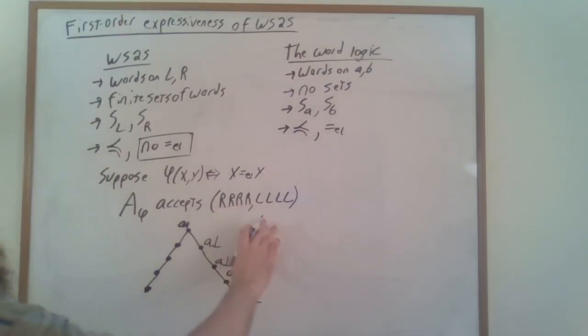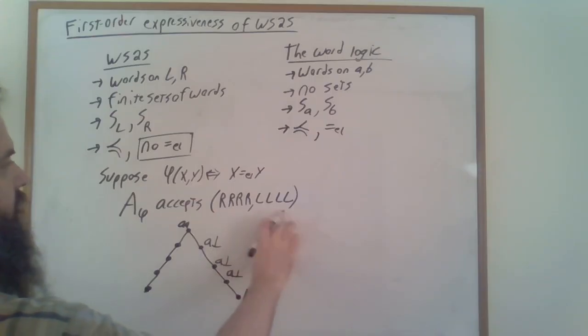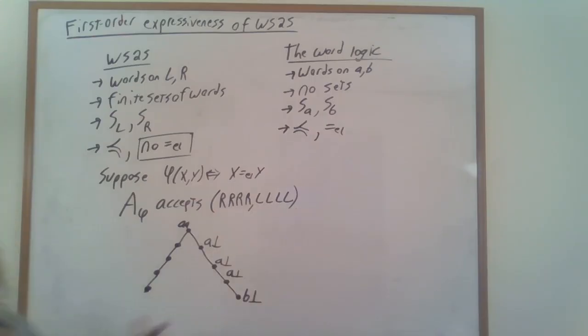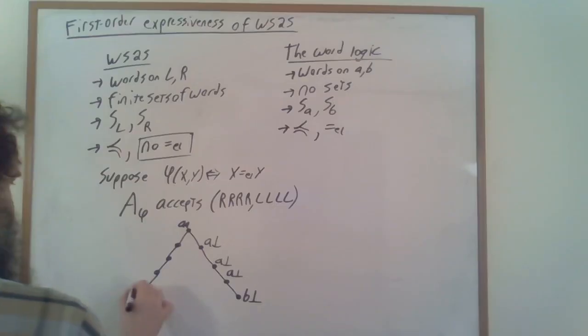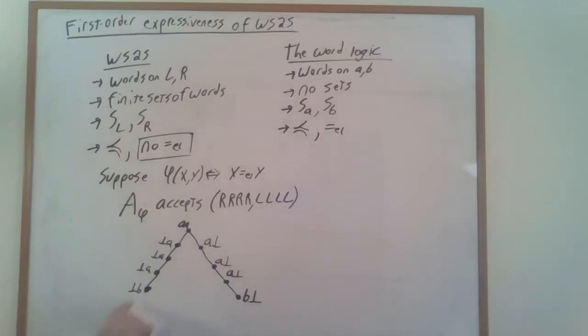And then to encode the fact that the second word in the tuple is L, L, L, L, we're going to want a b in the second coordinate at position L, L, L, L. And then we just fill with a's above b's and bottom characters where we don't need it. And so a sub v would have to accept this tree here.